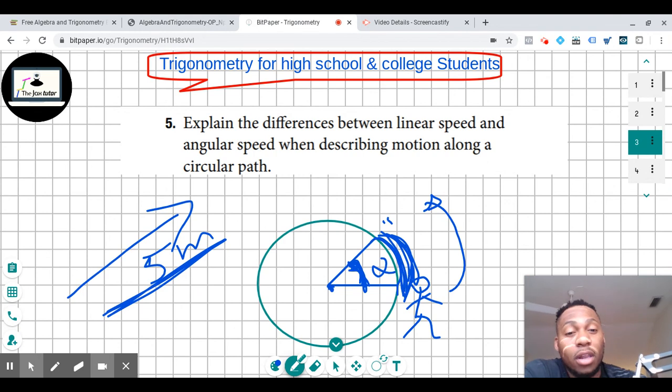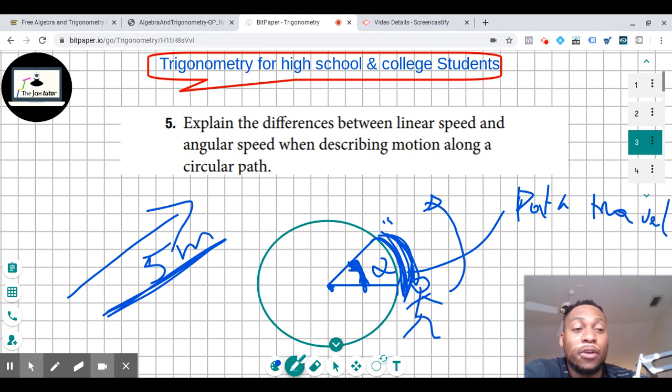So his path along the unit circle, what the path travels along the unit circle for a certain unit of time. So he's traveling this right here.